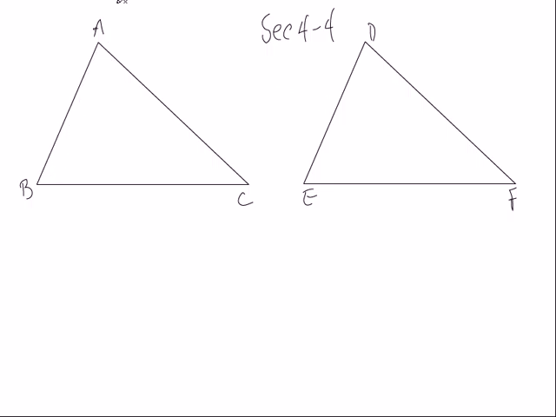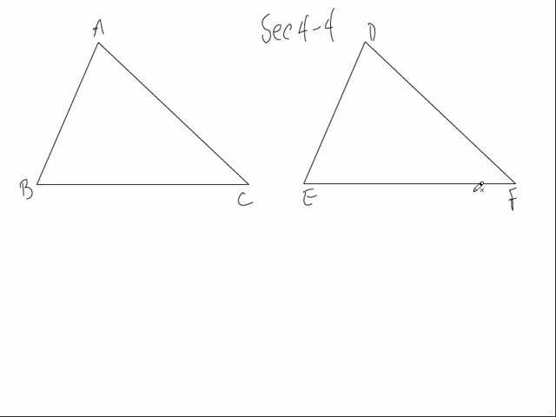AB would have to equal what? DE. Let's do this one. AC, right? DF, and then the last one, BC and EF. How many things is that? That's 6 different things, isn't it? 6 different things we had to show. We had to show 3 angles equal to 3 angles and 3 corresponding segments equal to 3 corresponding segments. You follow me on that?